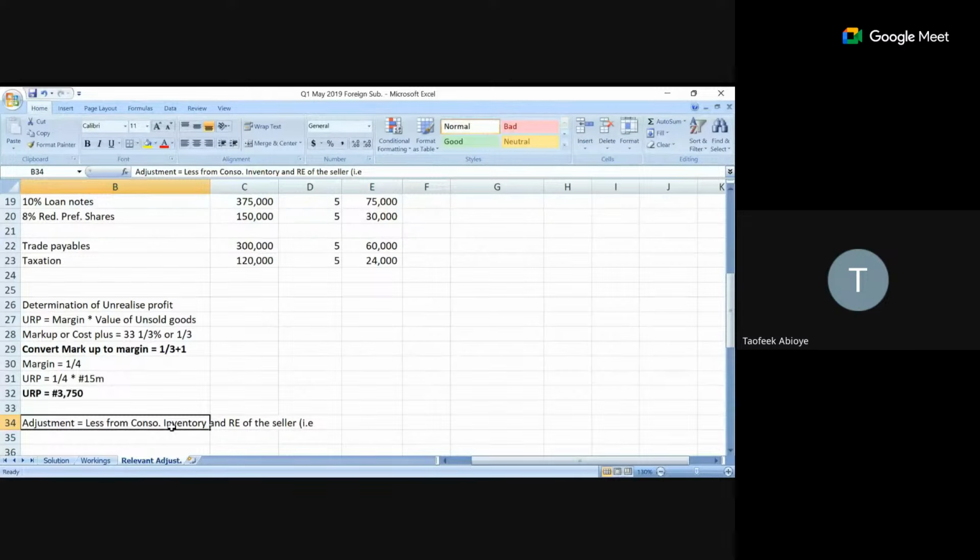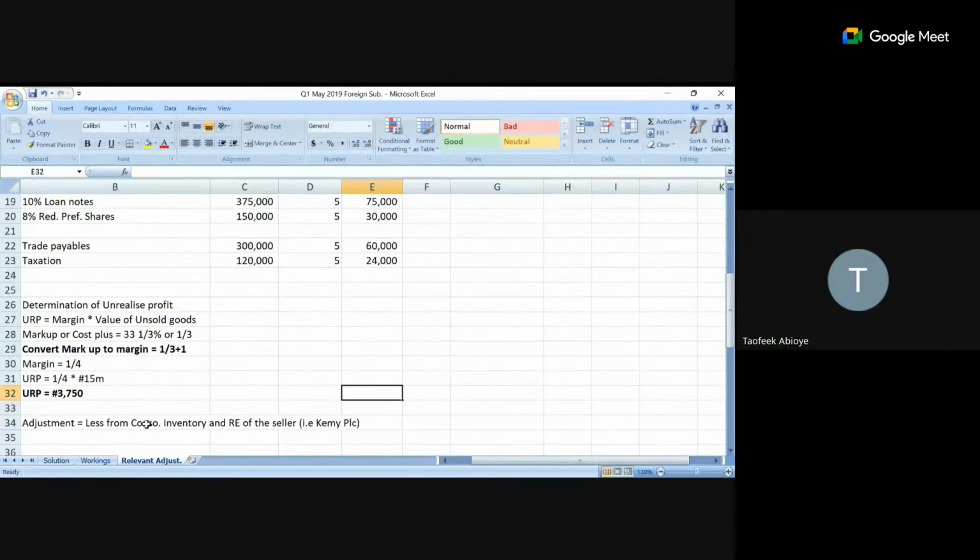So who is the seller in this question? Is it parent or subsidiary? Subsidiary, right? So we will deduct from the subsidiary's retained earnings. So we less from consolidated inventory, then less from retained earnings of the seller. Who is the seller? Kemi PLC. So the subsidiary is the seller.